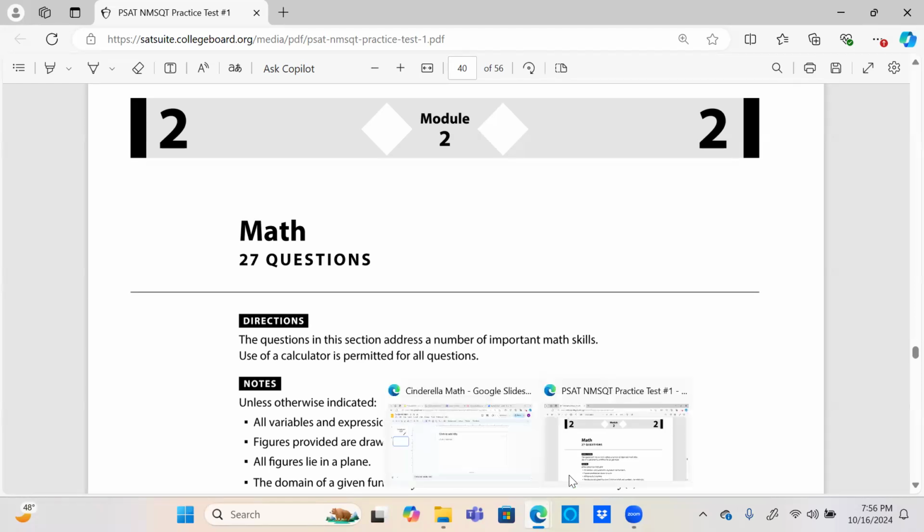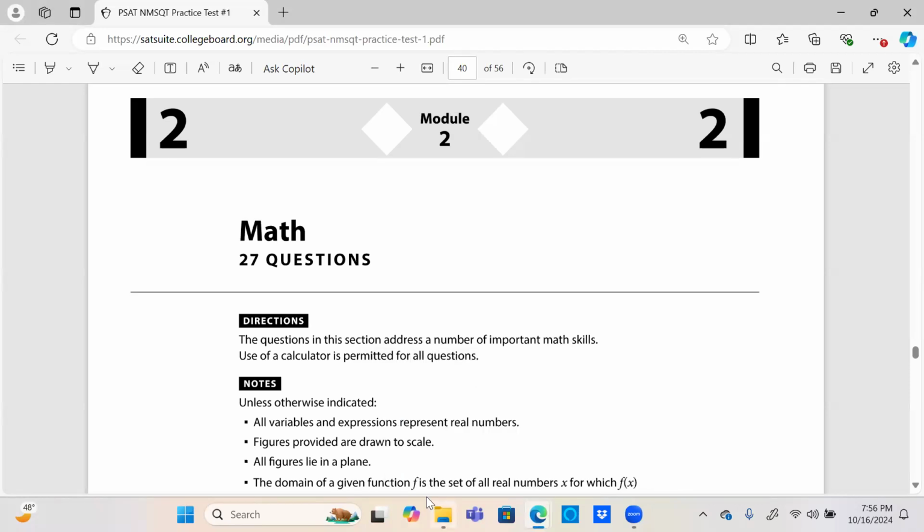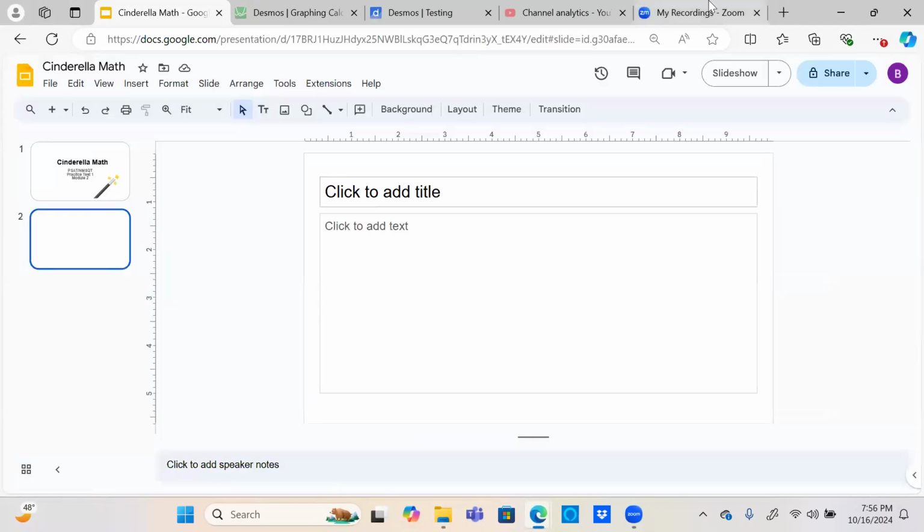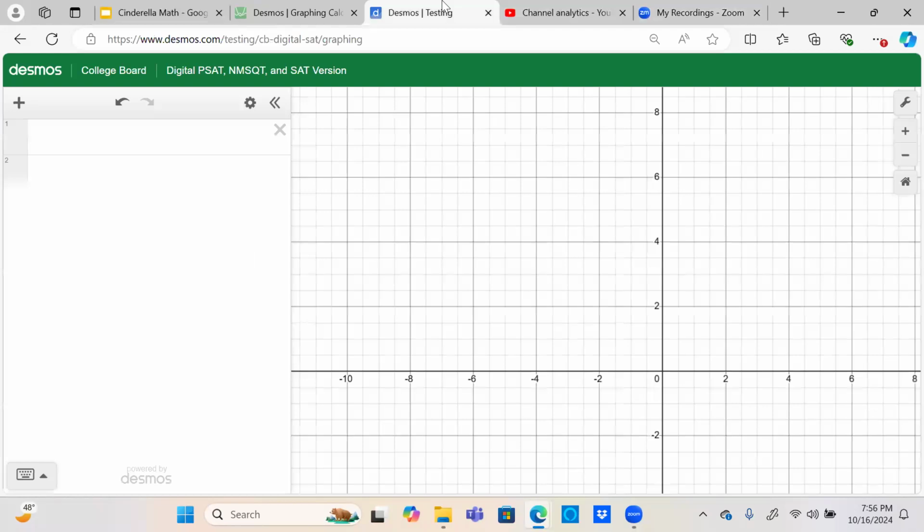And I would also recommend popping up, let me find it here, the Desmos graphing calculator. They do have a specific testing one, but if you just pop up the regular one, it's honestly fine. Right there, it says Desmos College Board Digital PSAT. The regular one's fine if you can't find this exact version.